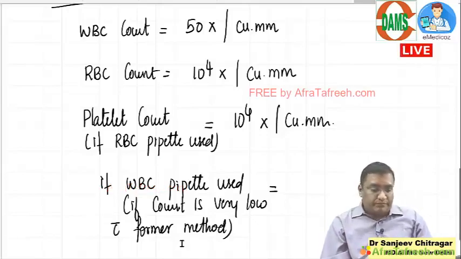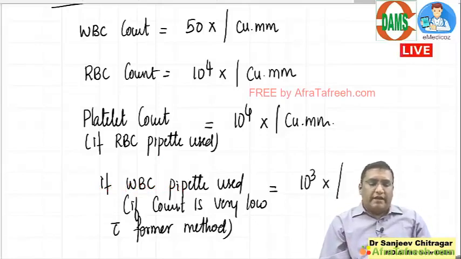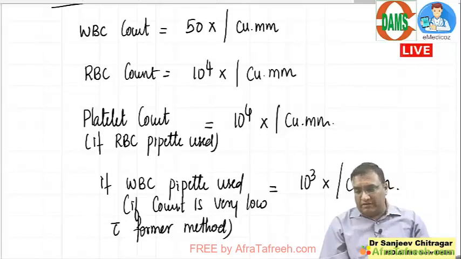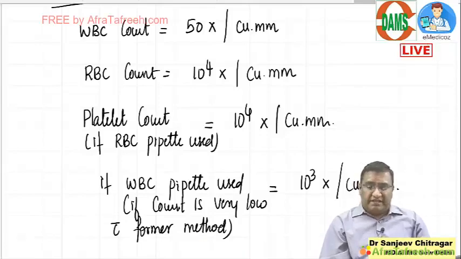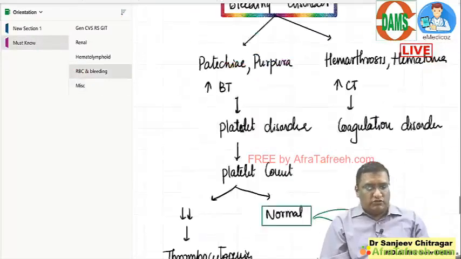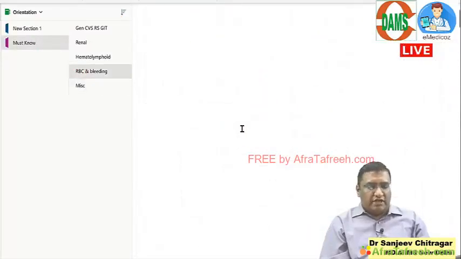Don't worry. If the WBC pipette is used, then the unit is 10 to the power 3 x per cubic millimeter. So this is for your different RBC and WBC count. Quickly, in 5 minutes, I'll finish this, with just the last point I will discuss: the keywords for the RBC disorders.